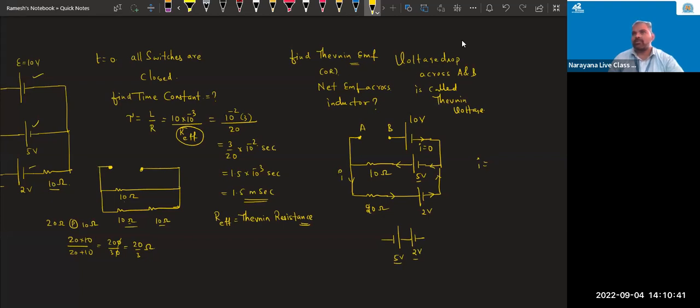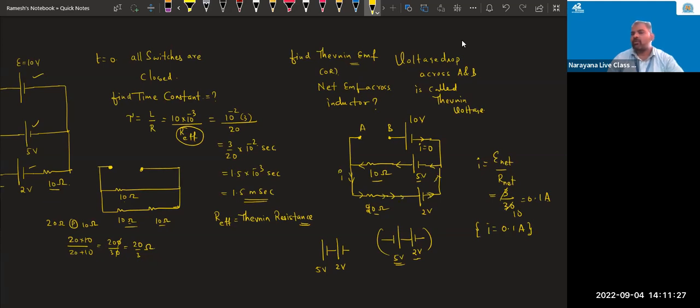The reverse series combination. Series means 5 volt plus 2 volt is 7 volt. But this is called reverse series. So net EMF equal to 5 minus 2, 3 volt. So how much current is going? Net EMF by net resistance. Net EMF 5 minus 2 means 3. Net resistance how much? 10 plus 20, 30. 3 ones are 3, 3 tens are 30. So 0.1 ampere. How much current is going? 0.1 ampere. The same current is flowing, na?